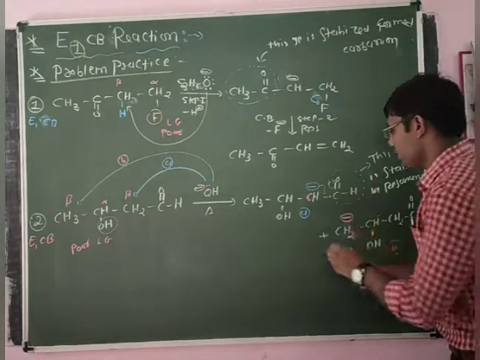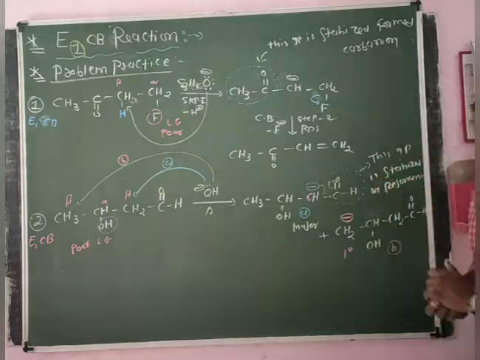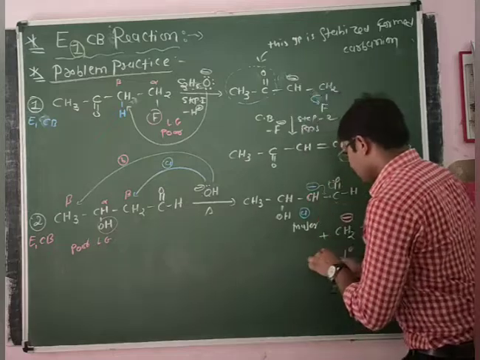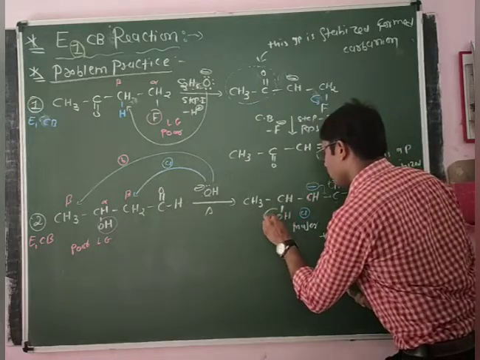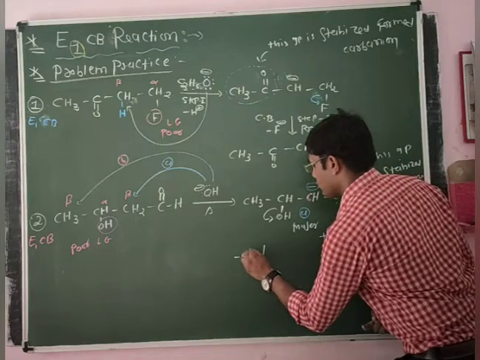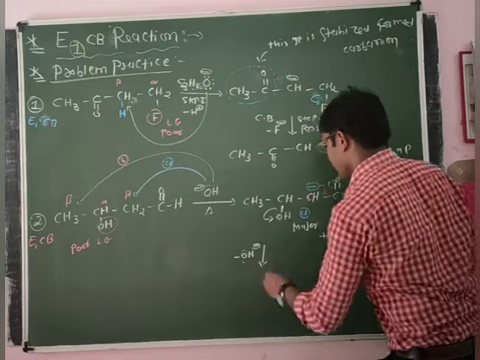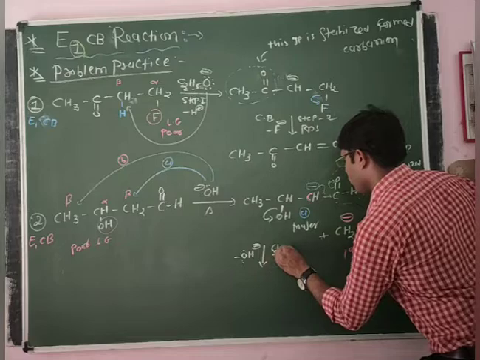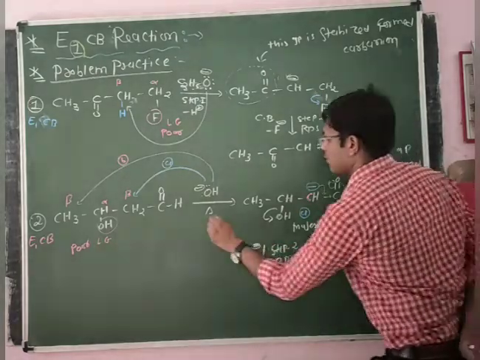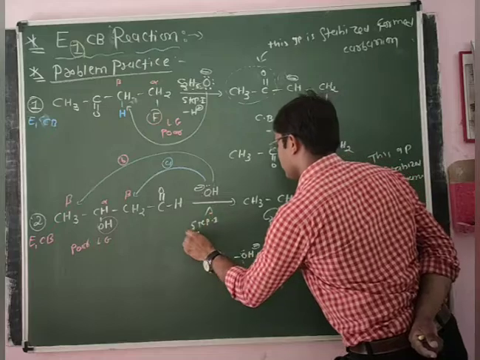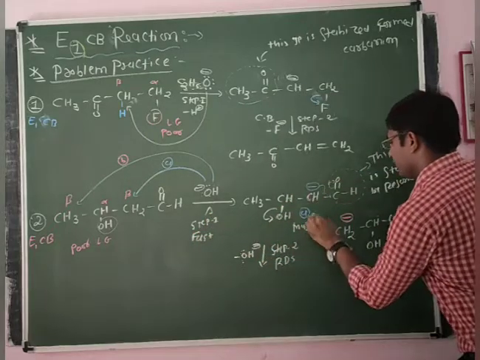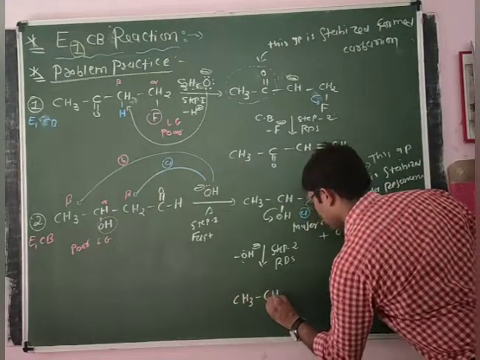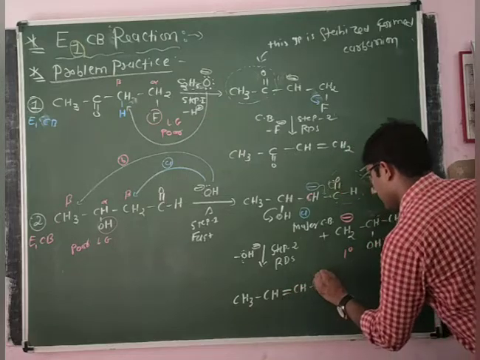Yes. So this is our measure carbon, the more stable carbon. In the second step, we have removal of the leaving group OH minus. This is the rate-determining step, and this is step 1. It is the first step, and we get the conjugate base, and finally we get CH3 CH double bond CH C double bond OH.